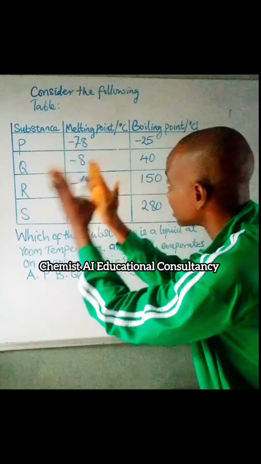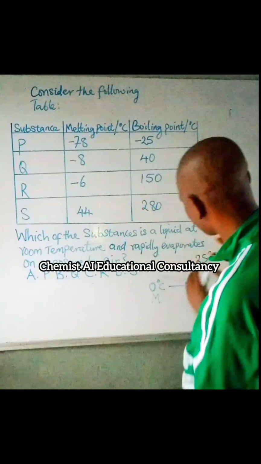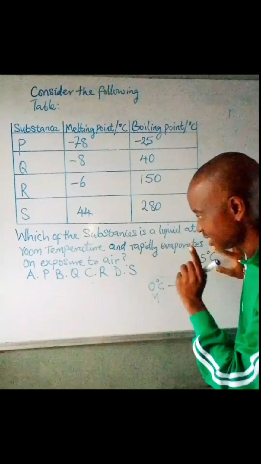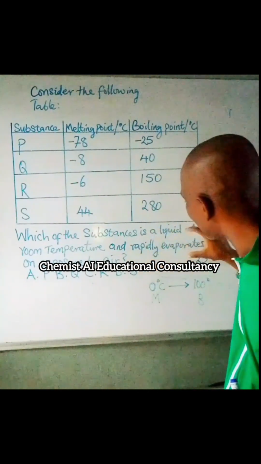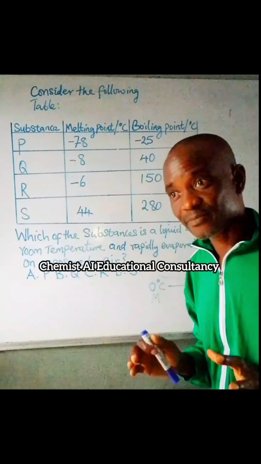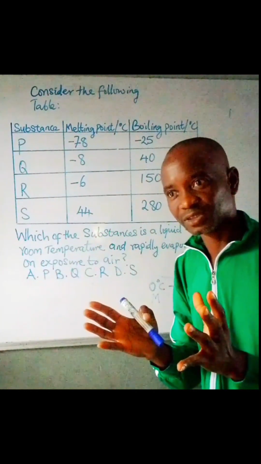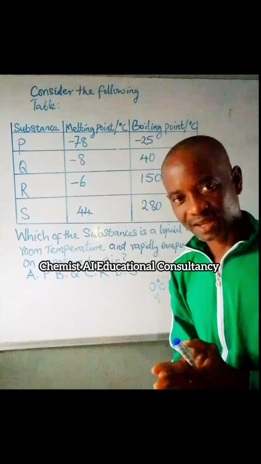And they are no longer solid. They are only solid below all these temperatures, but they are liquid at room temperature. That is number one. And they said the substance must rapidly evaporate on exposure to air. And remember that air temperature is around the same room temperature, from 25 degrees Celsius to maybe 35. That is the average air temperature.